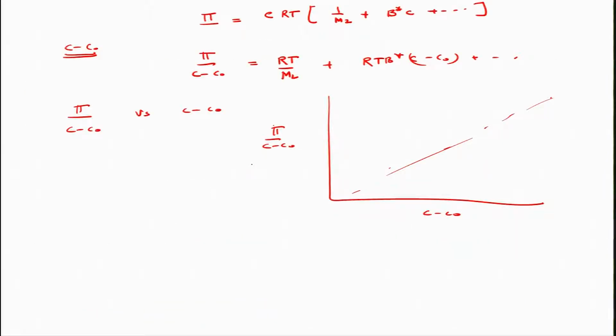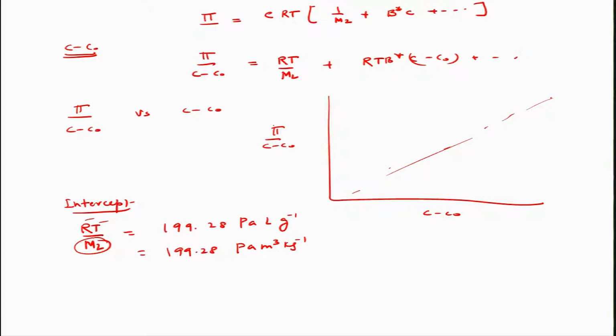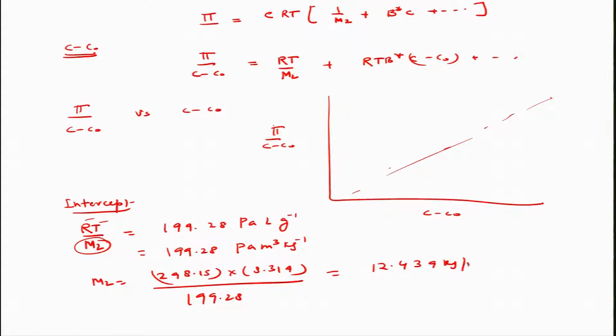If you get that, then you should be able to obtain the intercept. You use least square fitting in such a case. If you do that, you get an intercept which turns out to be 199.28 Pascal liter gram per gram. You have to convert the units well, because this is an important part of the calculation. Now, I know R, I know T, so I can get M2. Because this is a 25 degree Celsius experiment, now I can comfortably write 199.28 because everything is in SI units, and M2 is nothing but 12.439 kg per mole. Or you can write it as gram per mole also, which is going to be 12.439 gram per mole.